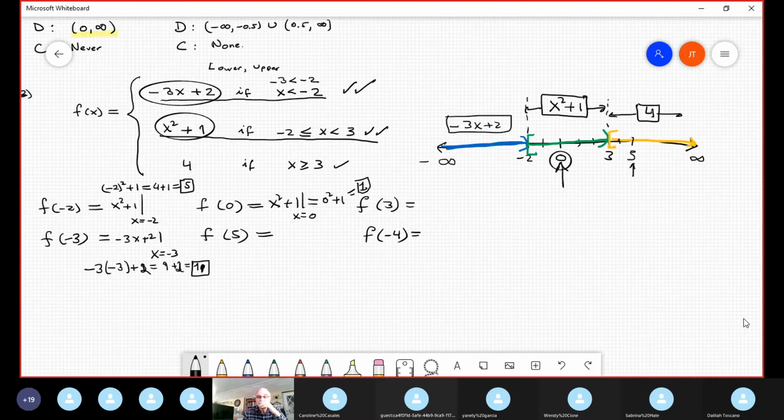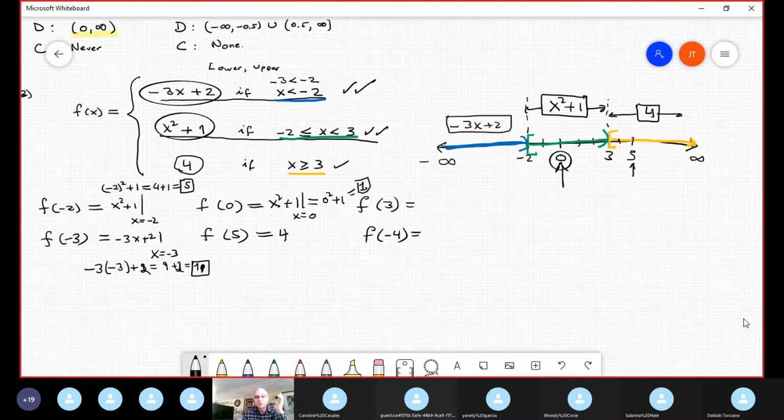5 here. 5 corresponds with the yellow interval. Yellow, let me associate here, yellow is this interval. Green is this interval. And blue is this interval. And so, does 5 belong to the yellow part? And the yellow part is just 4. The answer is 4, because it's a constant function, the expression does not depend on x. It's just constant, it's 4.